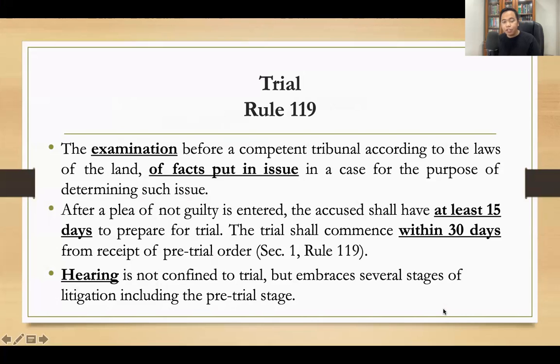Now, let us define trial. Trial is the examination before a competent tribunal, according to the laws of the land, of facts put in issue in a case for the purpose of determining such issue. So when you say trial, in short, this is examination. This is determination of the truth in order to resolve the issue in a particular case.